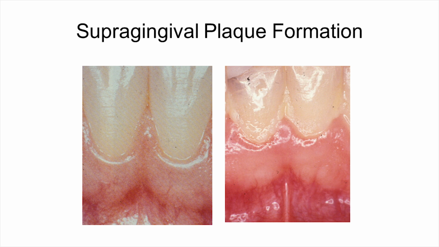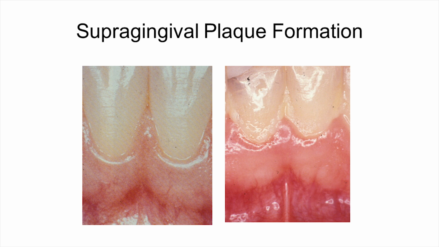Going back to what plaque represents and how it looks, the picture on the left-hand side depicts clean tooth surfaces. They look very clean. The gingiva that's adjacent to the tooth surface, that's the free gingival margin there, looks nice and pink. It's knife-edged. It's healthy. There's no obvious clinical sign of any kind of inflammatory changes.